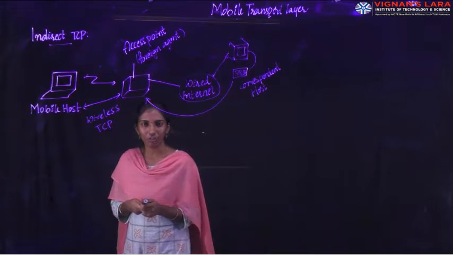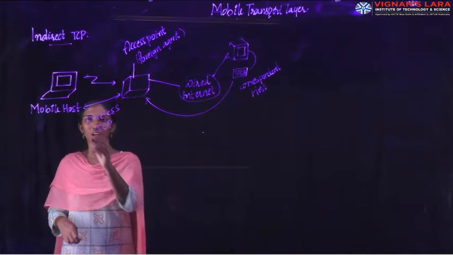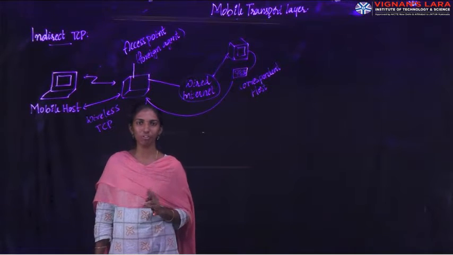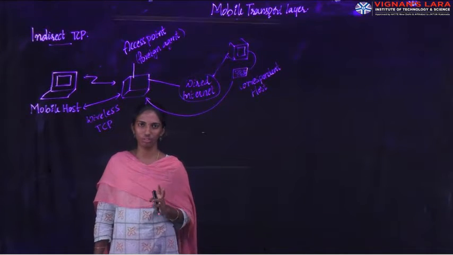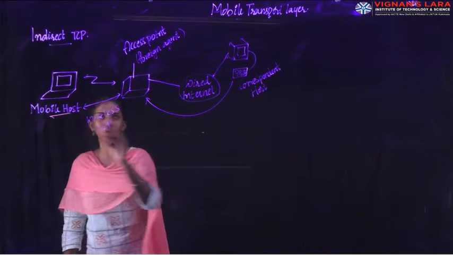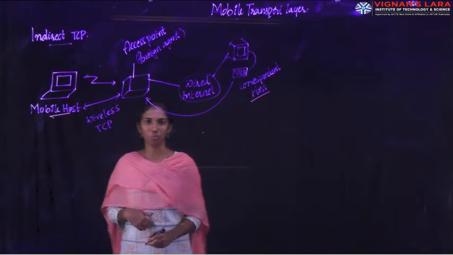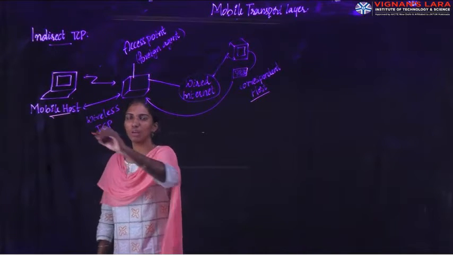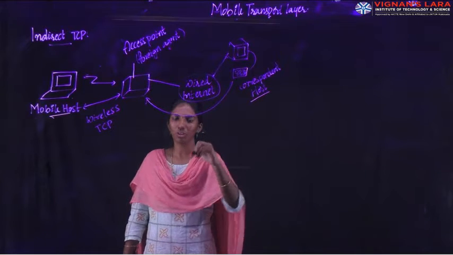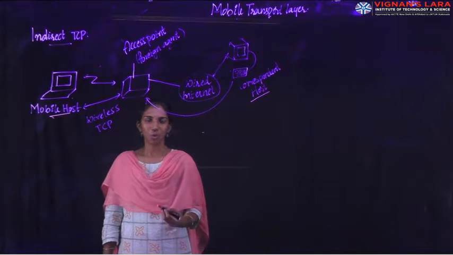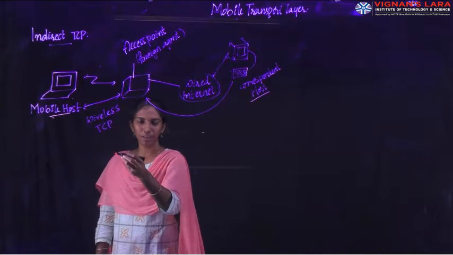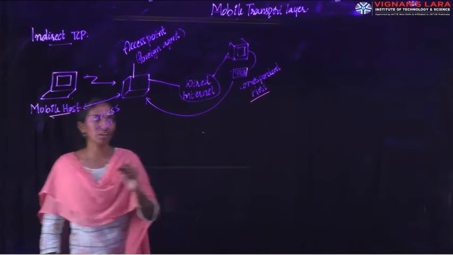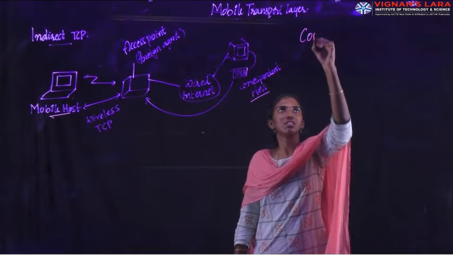So here, if two hosts want to communicate, generally for communication we need to have two nodes. One is called a mobile host and the second one is called a correspondent host. When the mobile host wants to communicate with the correspondent host, what happens in indirect TCP? Here, with the concept of indirect TCP, we are going to take this entire connection into two parts.